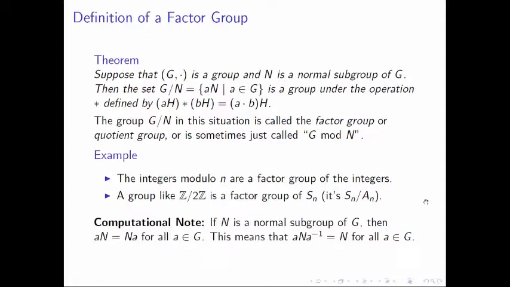Just as a computational note here, if N happens to be a normal subgroup of G, then left cosets are equal to right cosets for all a in G. That's our definition. What's often computationally more helpful is to use this alternative and equivalent condition: a subgroup N is normal in G if and only if aNa^{-1} is equal to N for all a in G.